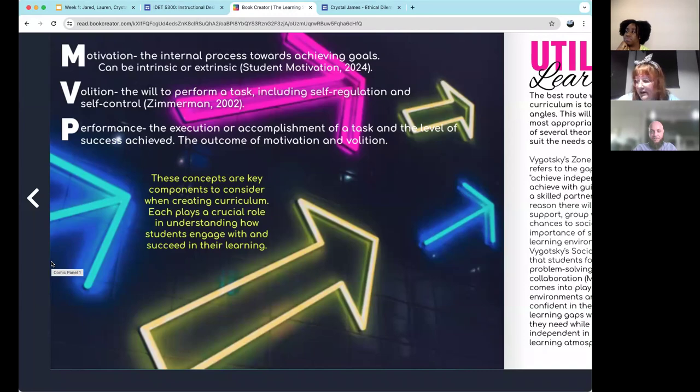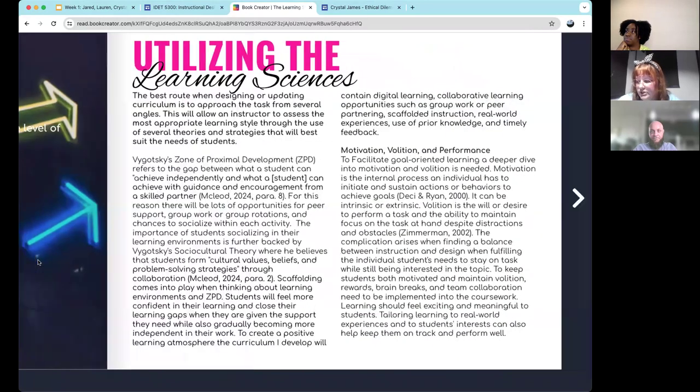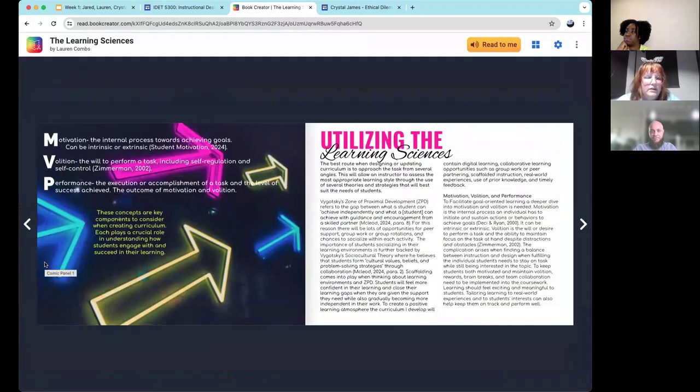On the next page, it just dives more into motivation, volition, and performance, and the importance of the zone of proximal development, which just specifies that students really need socialization and peer support in their daily activities. And then to make it exciting and meaningful to the students so that they will have that volition, that motivation to keep doing it. And then tailoring learning to real world experiences and to the student interests to just keep them on track and to perform well.